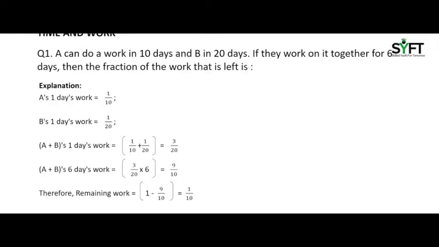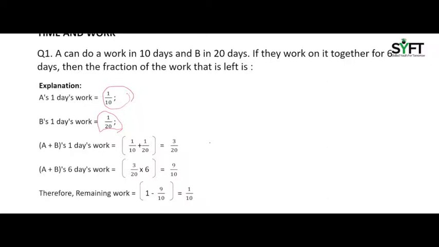Example. Question 1. A can do a work in 10 days and B in 20 days. If they work on it together for 6 days, then what fraction of the work is left? So how to explain? A can do a work in 10 days, that means A's 1 day's work is equal to 1 by 10. Similarly, B can do a work in 20 days, so B's 1 day's work is equal to 1 by 20.